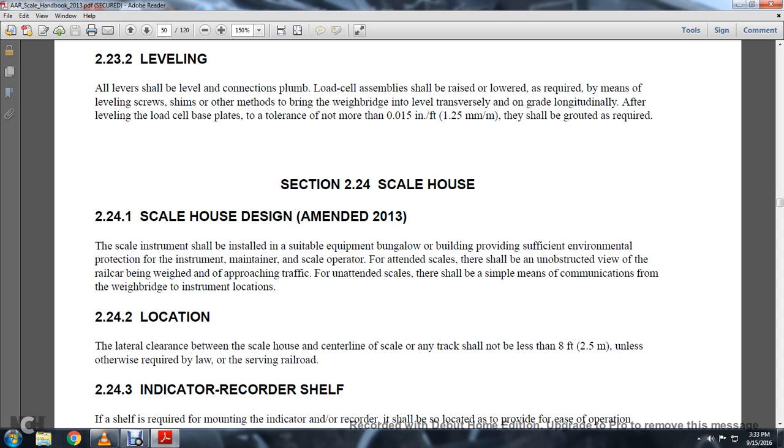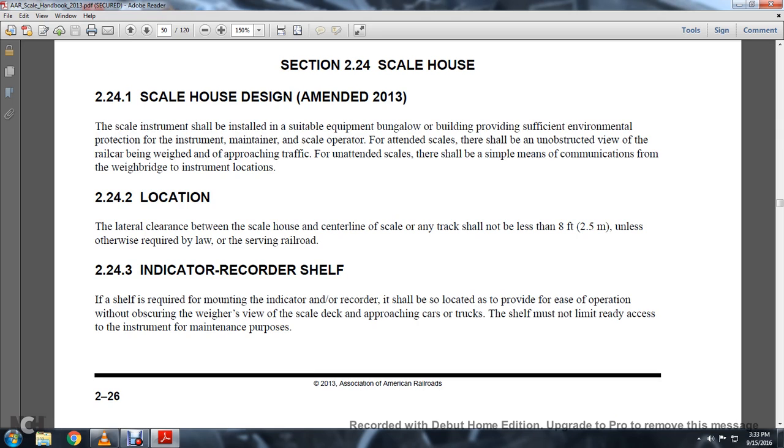Section 224, Scale House. 224 Scale house design. The scale instrument shall be installed with suitable equipment. The building will be provided with sufficient environmental protection for the instrument. For the scale operator attending the scales, there should be an unobstructed view of the rail car being weighed and of approaching traffic. There should be simple means of communication for the weighing bridge instrument.